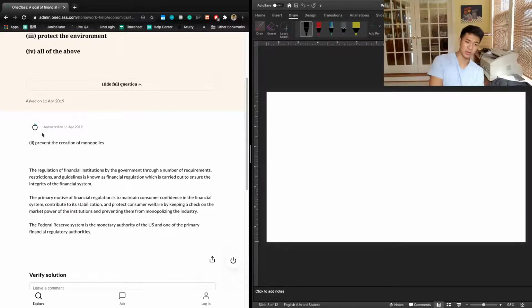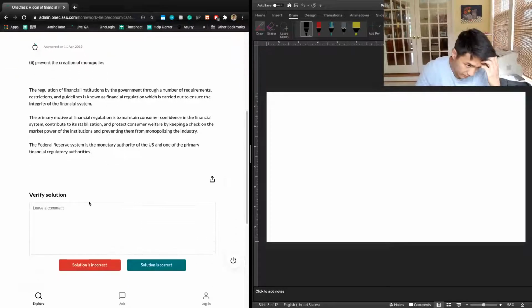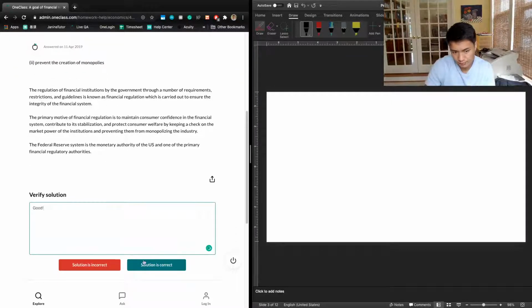Let's take a look at the previous tutor's answer. Previous tutor also picked 2, and they said that the regulation of financial institutions by the government through a number of requirements, restrictions, and guidelines is known as financial regulation, which is carried out to ensure the integrity of the financial system. The primary motive of financial regulation is to maintain consumer confidence in the financial system, contribute to its stabilization, and protect consumer welfare by keeping a check on market power of institutions and preventing them from monopolizing an industry. Federal Reserve System is the monetary authority of the United States, one of the primary financial regulatory authorities. Okay, good. Mark that as correct.